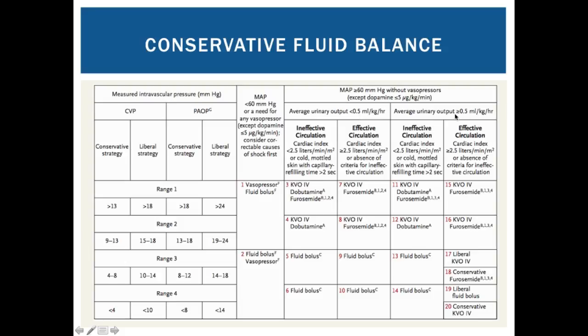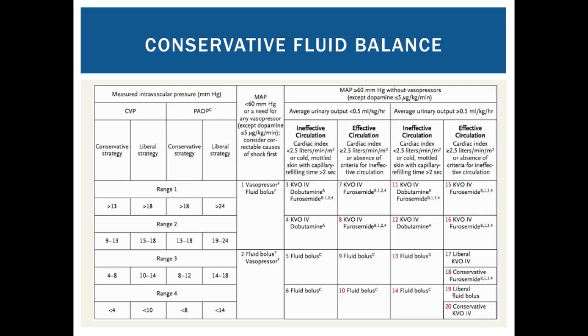And then they, again, categorized them. Are they in ineffective circulation or effective circulation? So were they someone who had a cardiac index less than 2.5 if they had a SWAN? Or were they someone who had cold mottled skin with poor capillary refill if they didn't have a SWAN? And that's how they came up with a number, 1 through 20, and they were able to determine what therapy they should give them in this study. And they just looked at those different groups to see how they did.